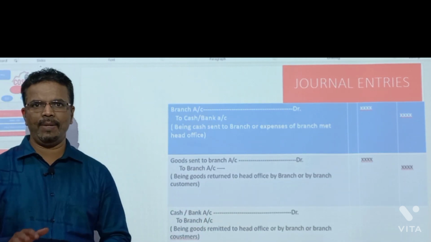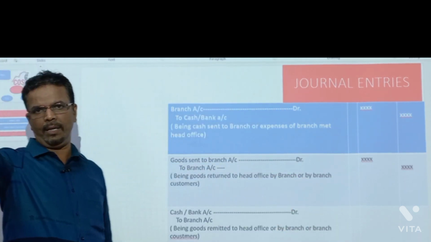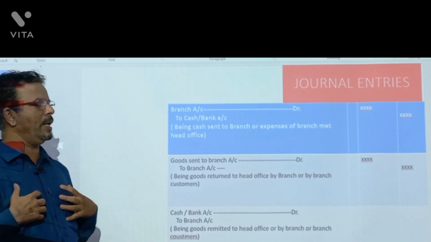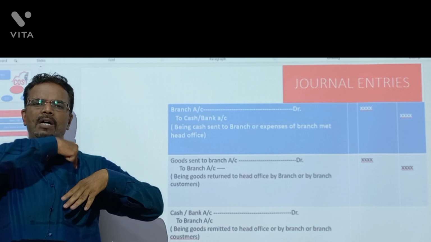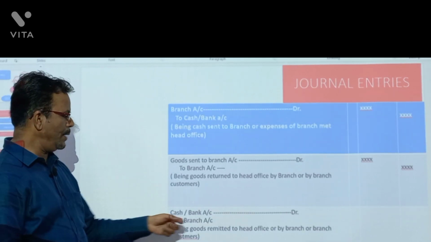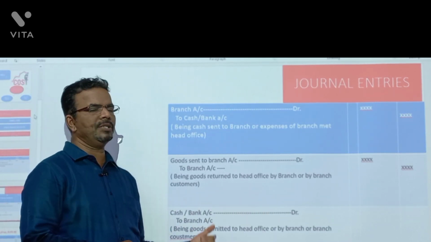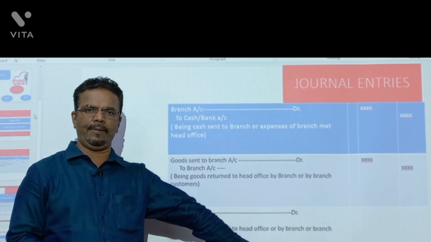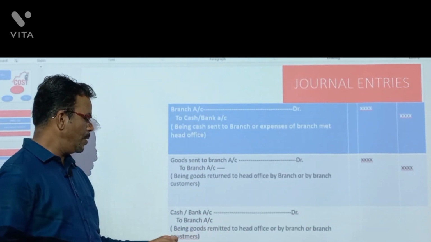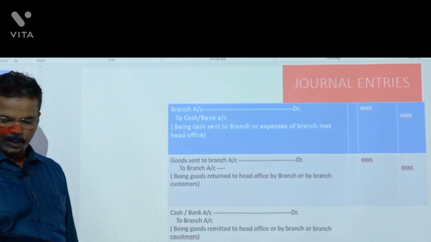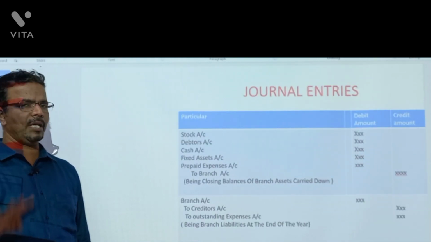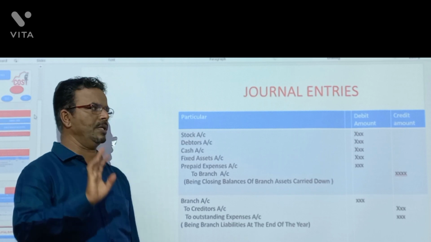Now cash has been given by the branch to the HO. So HO के लिए cash मिला because cash is a real account. In real accounts, what comes in is debited, and who has given? Branch. The branch has given, so the branch is on the credit side. So branch account credit side, being cash remitted to head office by the branch. So these are four very important journal entries.